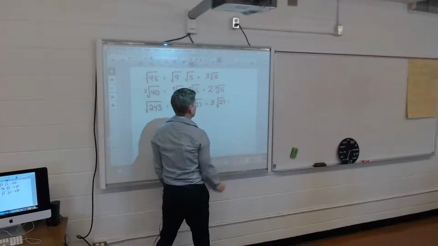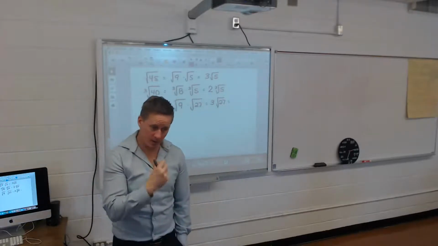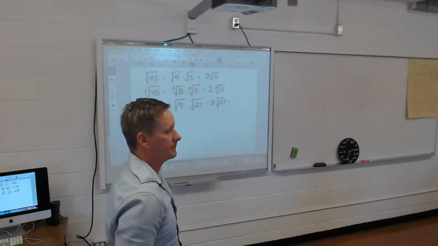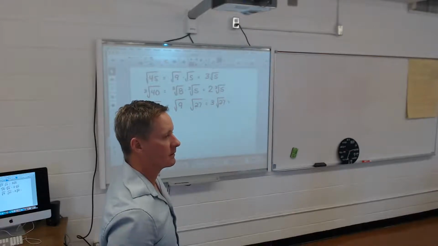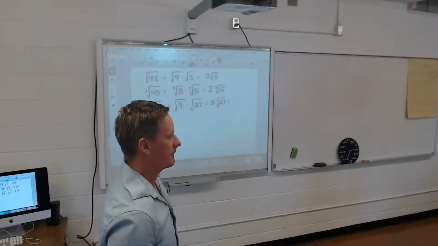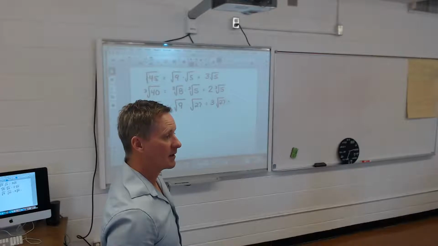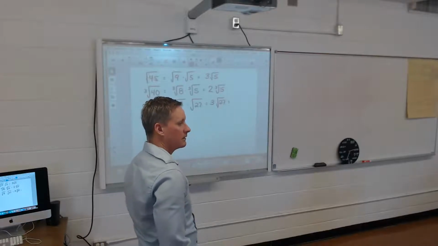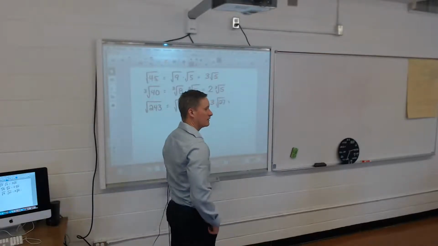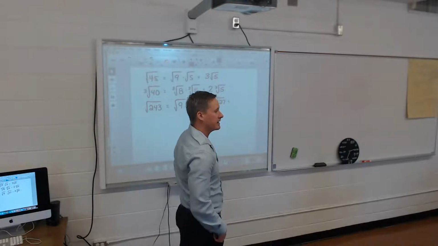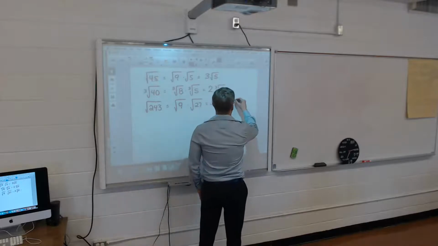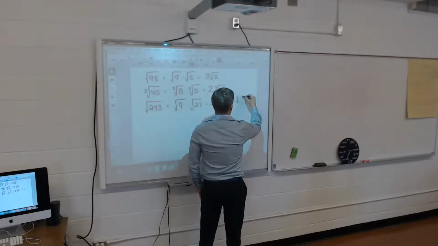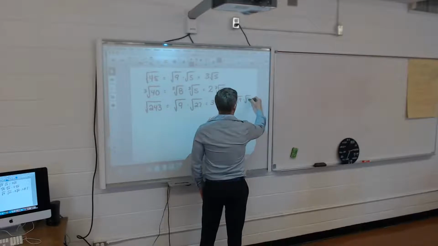I want you to look at the number 27. Is it a perfect square? No? Is there a perfect square that goes into 27? Nine. 9 times what gives you 27? What do I times by 9 to get 27? 9 times 3, right? So I have this, 3, square root 9, square root 3, right?